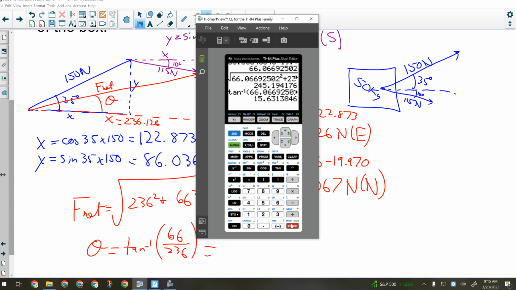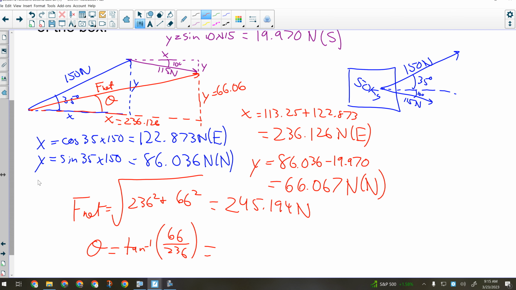All right, so we're looking at 15 degrees. Well, that's not terrible. It's a little bit big, but it's not terrible. Okay, 15.6 degrees. For me, that's north of east.